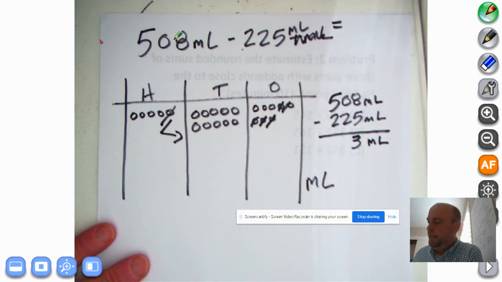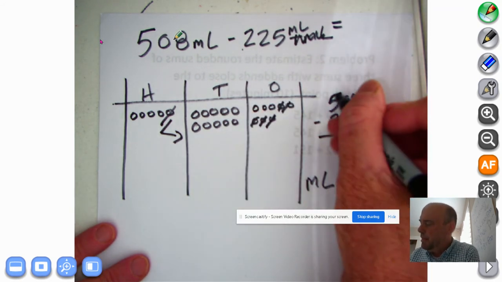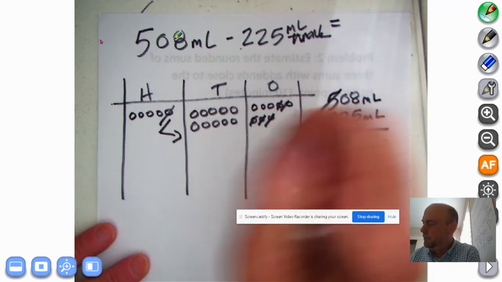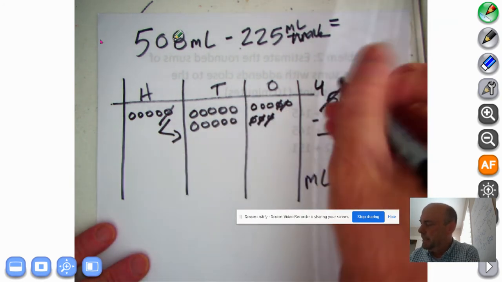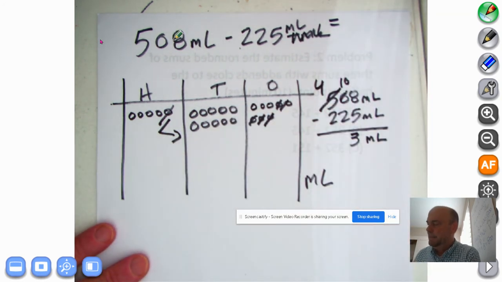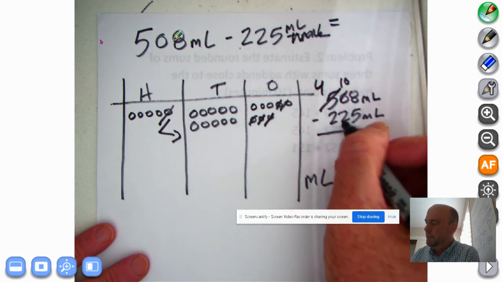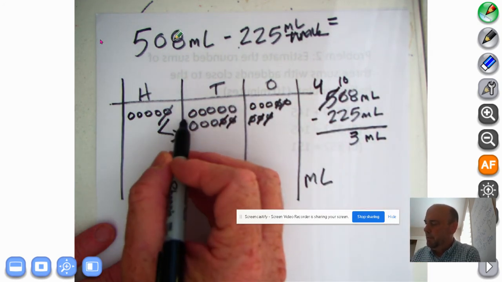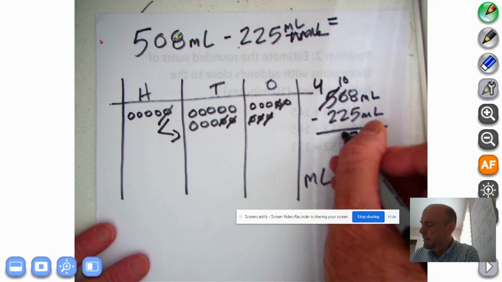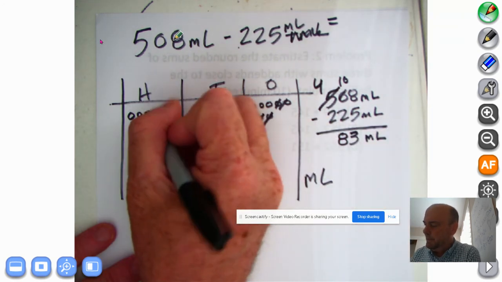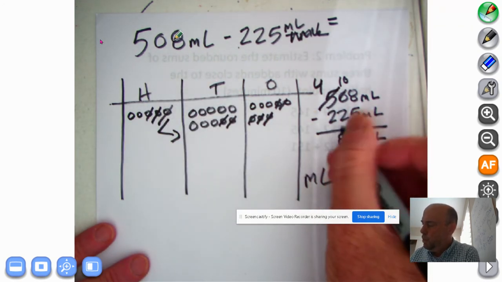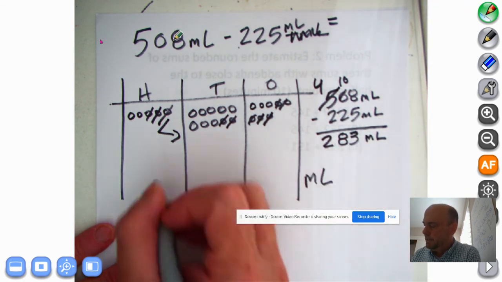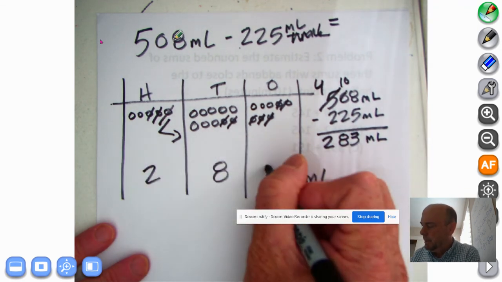Now we're ready to subtract, because look over here. This becomes 4 hundreds. This becomes 10 tens. What are we subtracting? We're subtracting 2 tens. How many tens do we have left? 1, 2, 3, 4, 5, 6, 7, 8. Then we're going to subtract 2 hundreds. Doink, doink. What do we have left? 283, it looks like. So 283 milliliters.